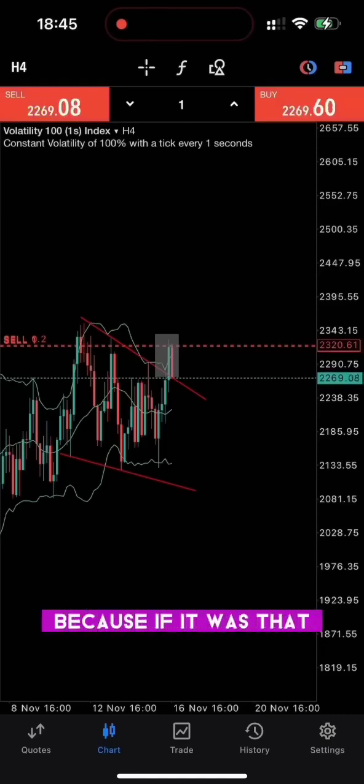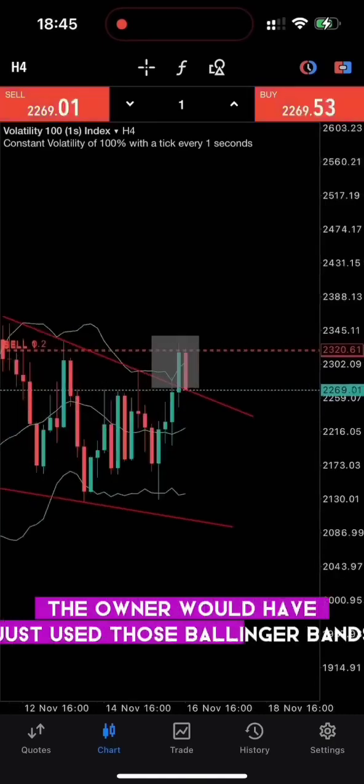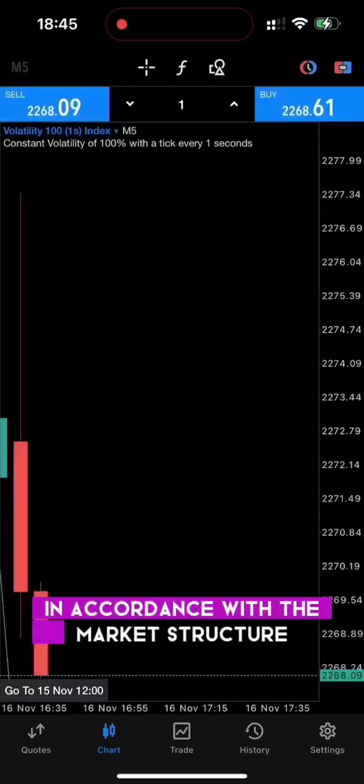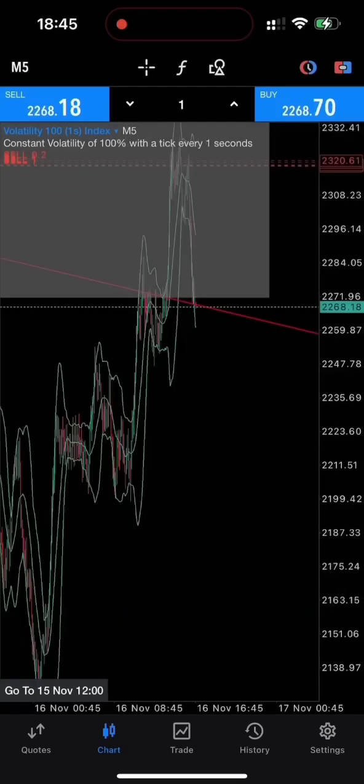Because if it was that accurate, then the owner would have just used those Bollinger Bands. So you need to use them in accordance with the market structure for them to work, okay?